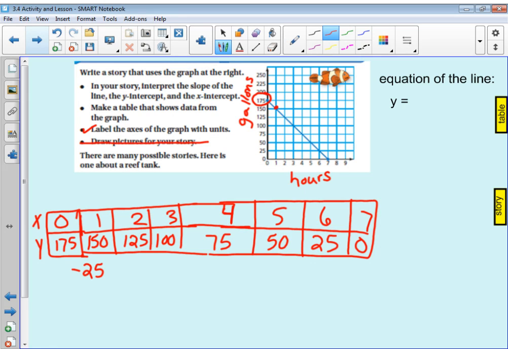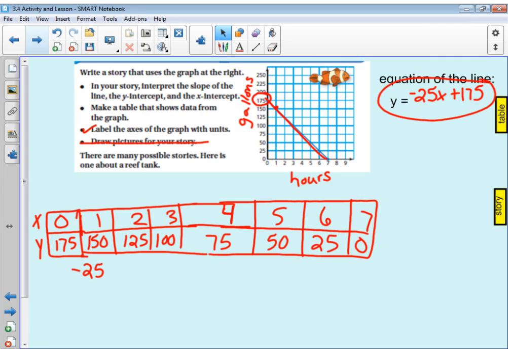Okay, so the other thing that we're going to do is write our equation. So our equation is going to be y equals, and then we need to do our rate. Well, how much did our water drop? Our water dropped 25 gallons per hour, so negative 25x, and we can see that this line is a negative line. And it originally started at how many gallons? A positive 175. So that's our equation for the line.